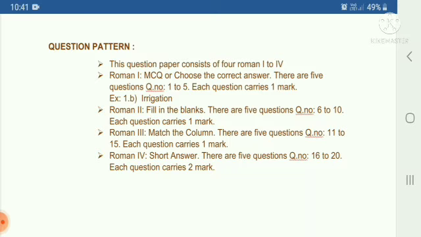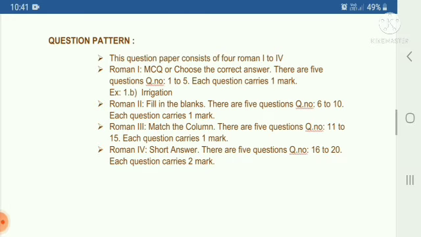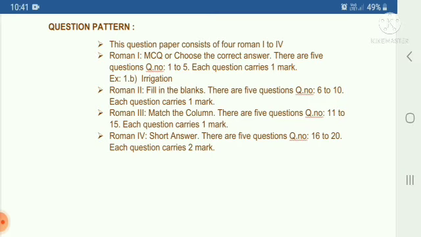Okay? And Roman number 3, match the column. There are 5 questions, question number 11 to 15. Each question carries 1 mark. In this Roman, you should write the answer as the correct matching word. Okay? And Roman number 4, short answer. There are 5 questions having question number 16 to 20. Each question carries 2 marks. Students, you should write the answer in this Roman in 20 or 30 words for each question.